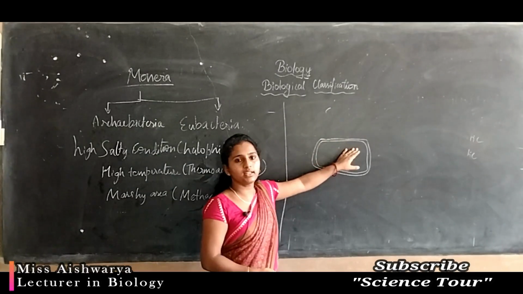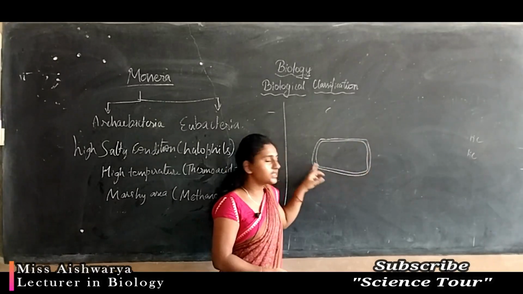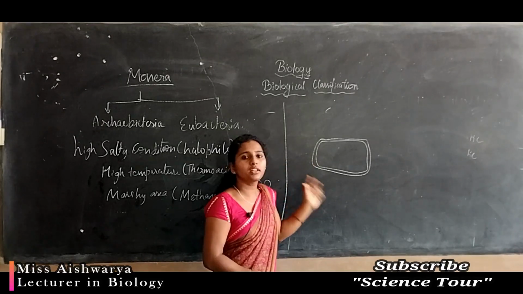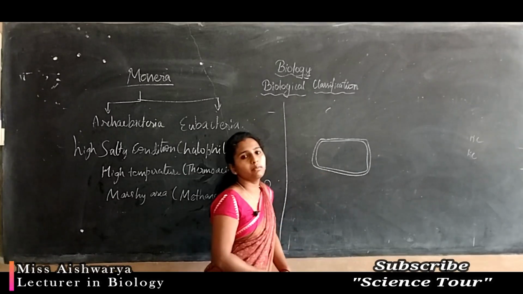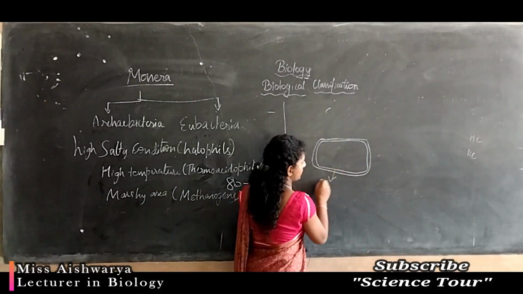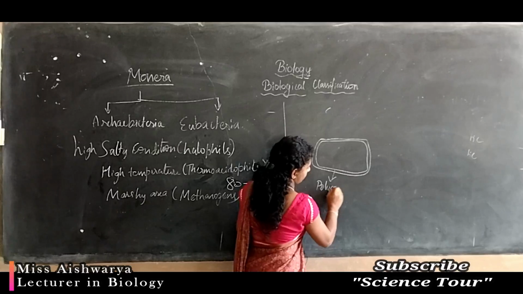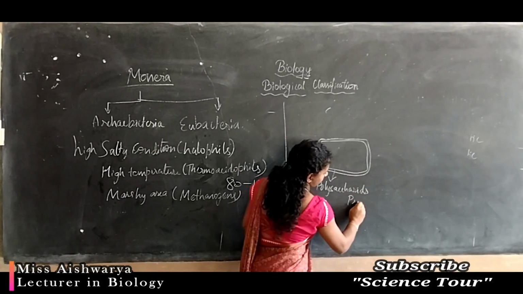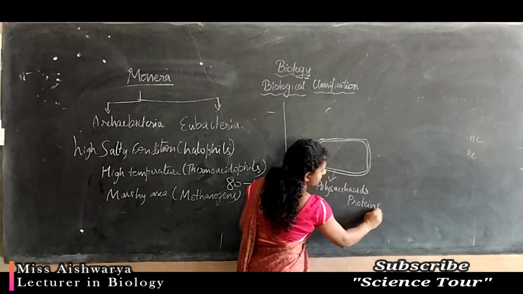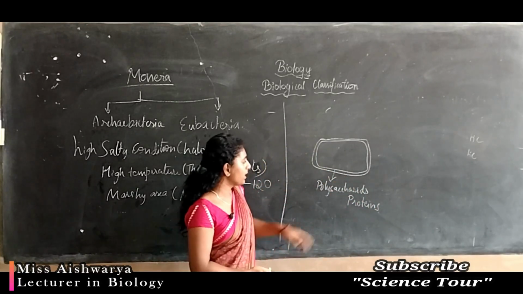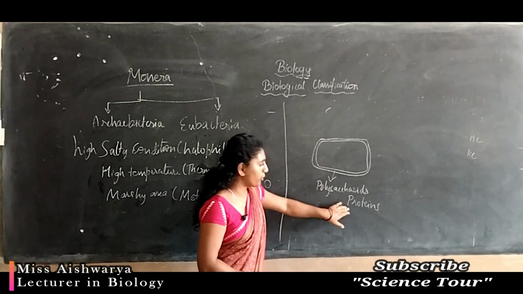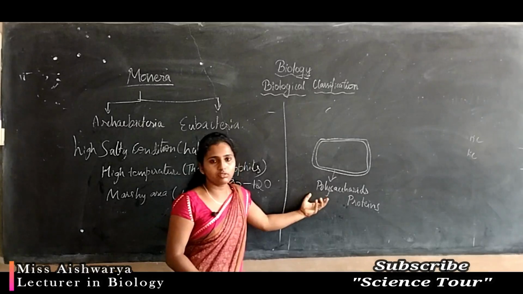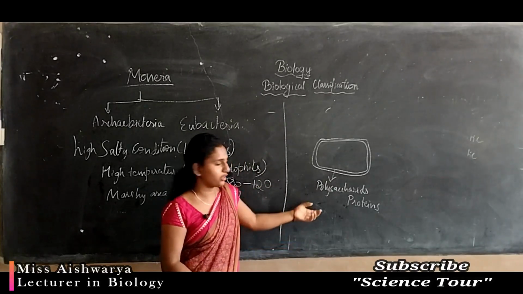To bear extreme environmental conditions, a thick cell wall results. So the components also vary. Cellulose or chitin is not present. Usually the cell wall is made up of polysaccharides and proteins. Polysaccharides are nothing but simple sugar molecules, which you are going to study in biomolecules.